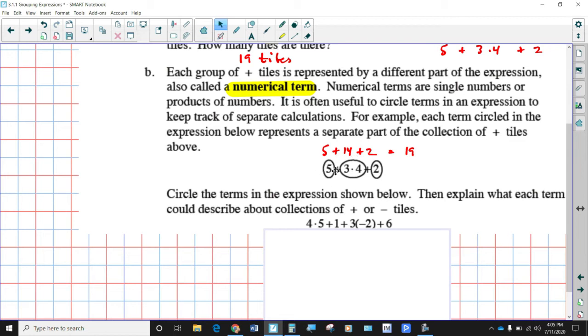Now, if you circle the terms, you can't add the 5 to this term until you've done the multiplication, correct? And changed it. Did I say 14 there? What am I doing? It's not 14.